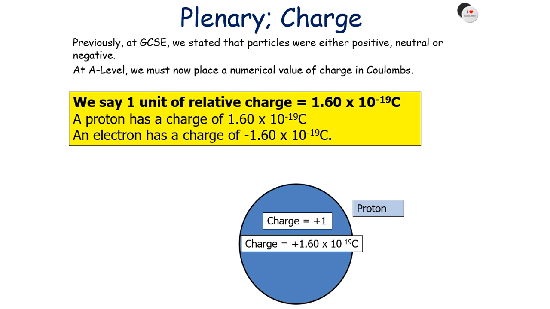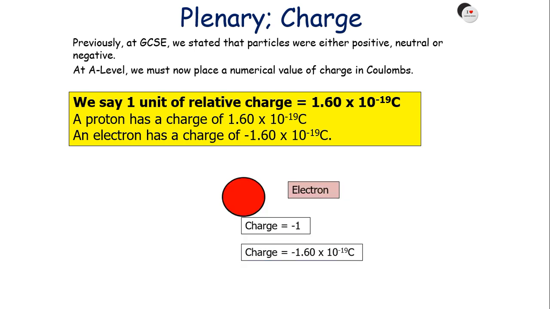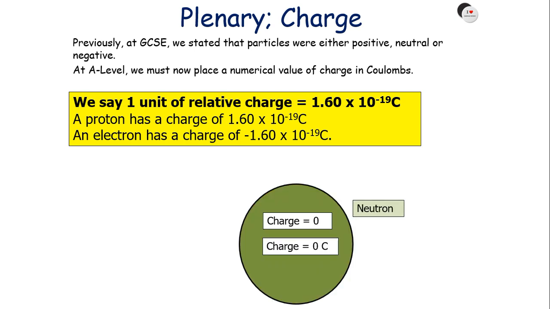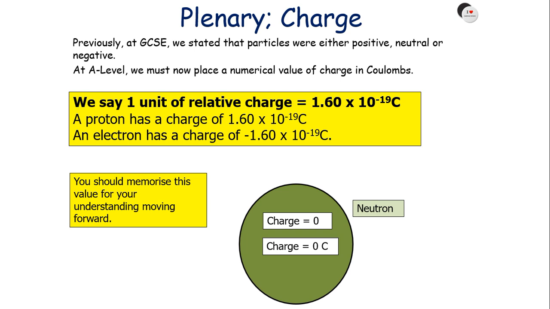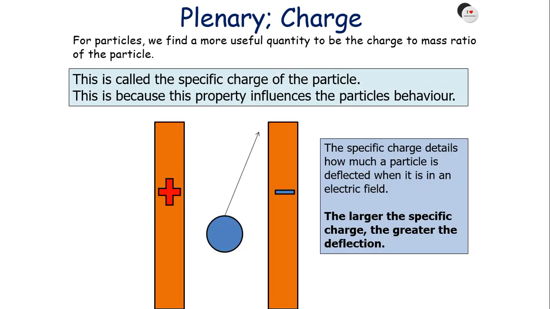So a proton has a charge of plus 1.6 times 10 to the minus 19 coulombs, an electron has minus 1.6 times 10 to the minus 19 coulombs, and obviously your neutron still has 0 coulombs of charge. Now you should memorize this particular conversion factor moving forward, because it'll be really helpful when you answer questions.